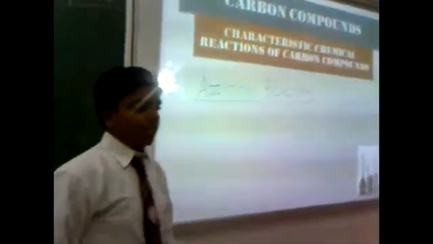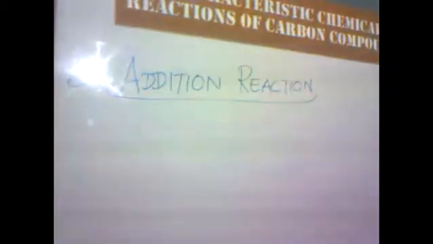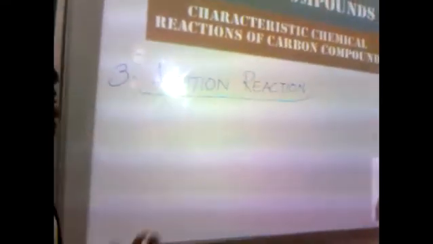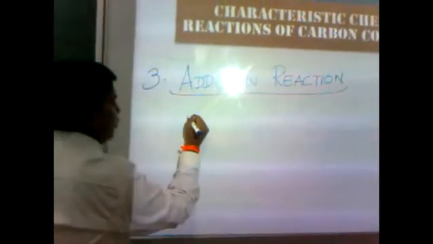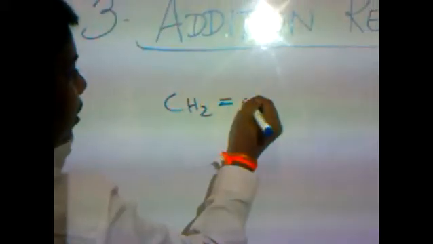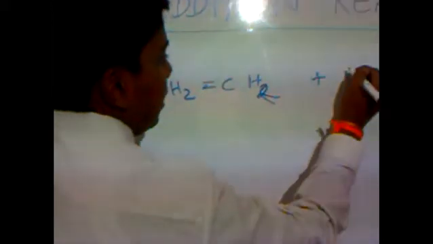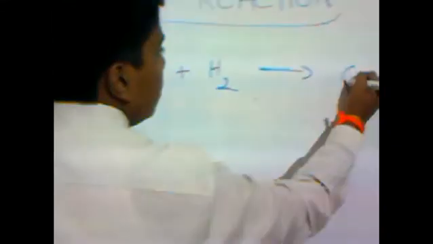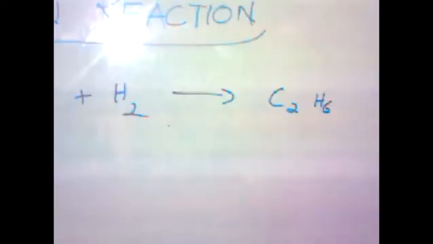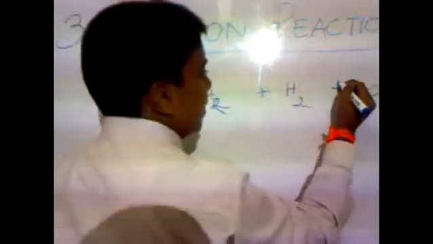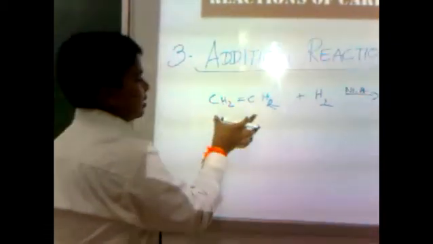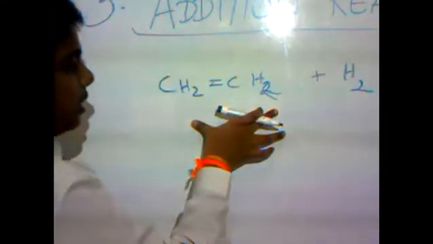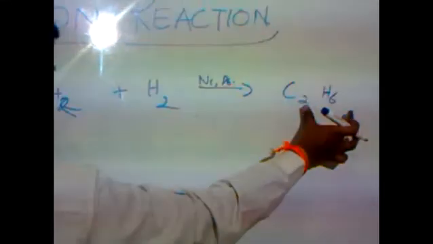Today I am going to explain addition reaction. As the name says, addition reaction is adding a hydrogen molecule to an unsaturated hydrocarbon such that it becomes a saturated one. So, for example, CH2 double bond CH2 plus hydrogen gives you C2H6. An important point in this is that there's a catalyst that can be either nickel or platinum. This is an addition reaction from an unsaturated hydrocarbon, an alkene, to a saturated hydrocarbon, an alkane.